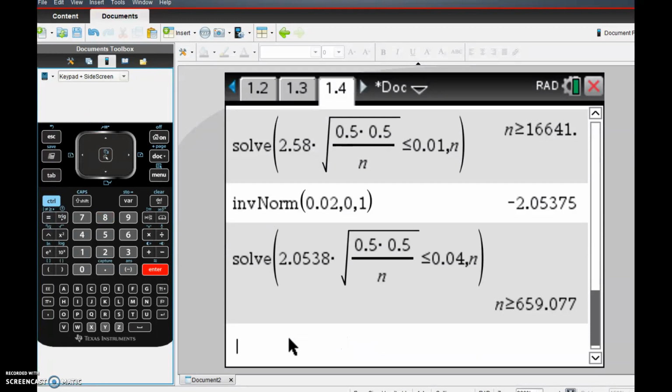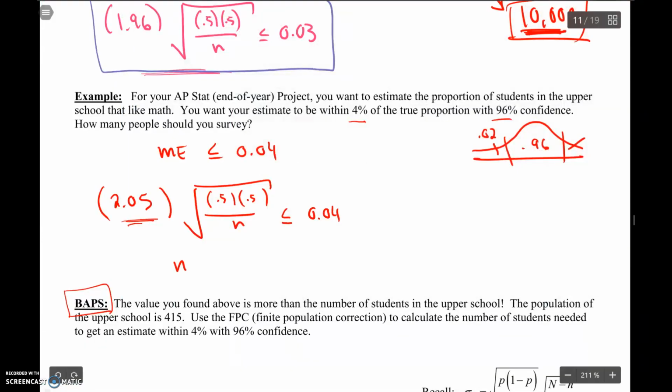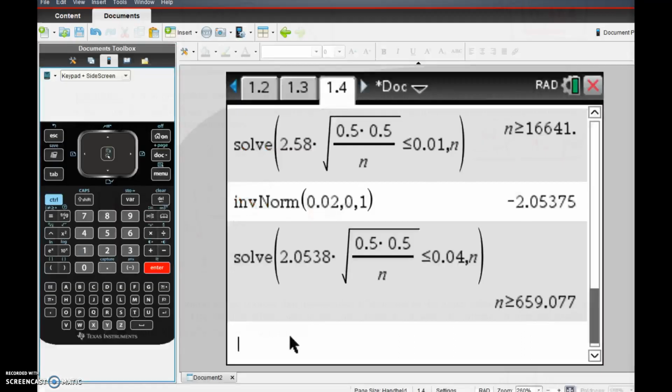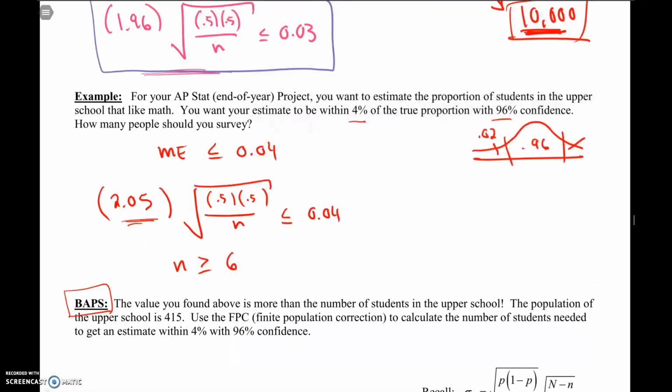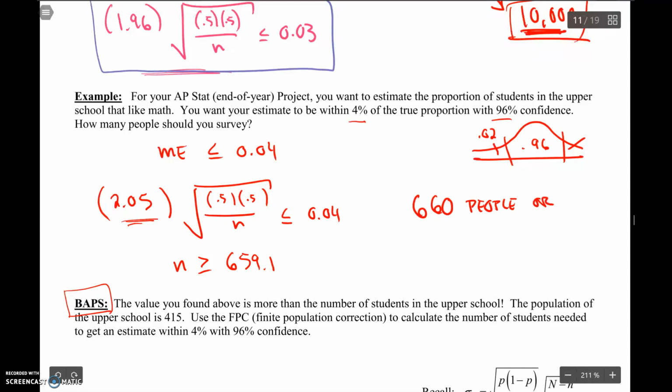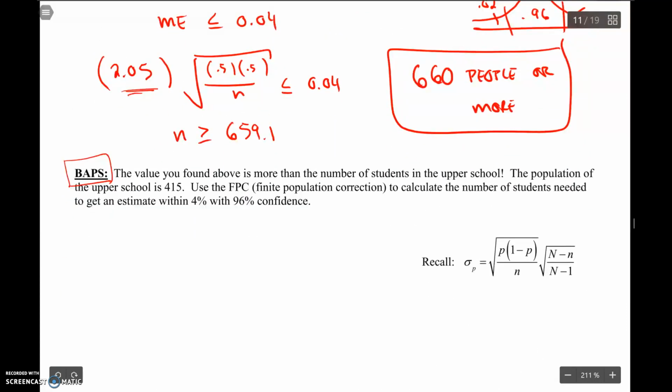I need to survey 659.1. My n has got to be greater than or equal to 659.1. So I got to survey 660 people or more. 660 is the minimum. All right, I got 2 minutes.